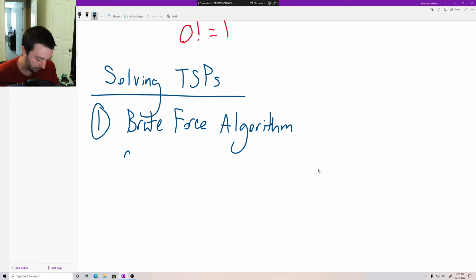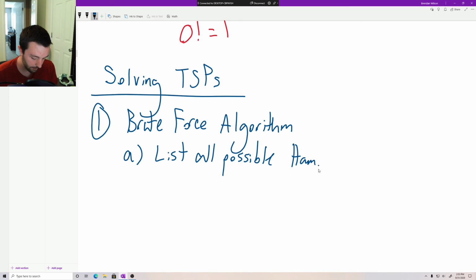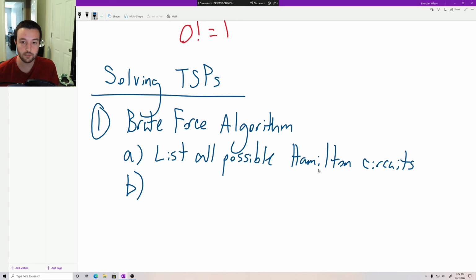Well, first let's write that down. First, we list all possible Hamilton circuits. The traveling salesman problems are just finding Hamilton circuits. The only difference is they typically have the weights on them. So we need to first find the Hamilton circuits, so we list all the possible ones. Still not the easiest thing to do, because we don't even necessarily know how to find them other than just guessing and checking.